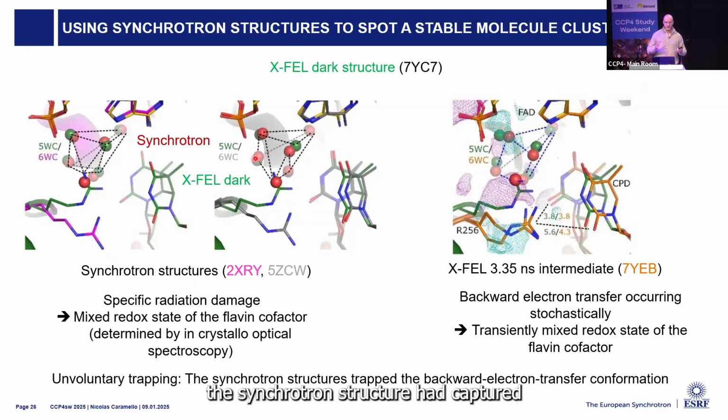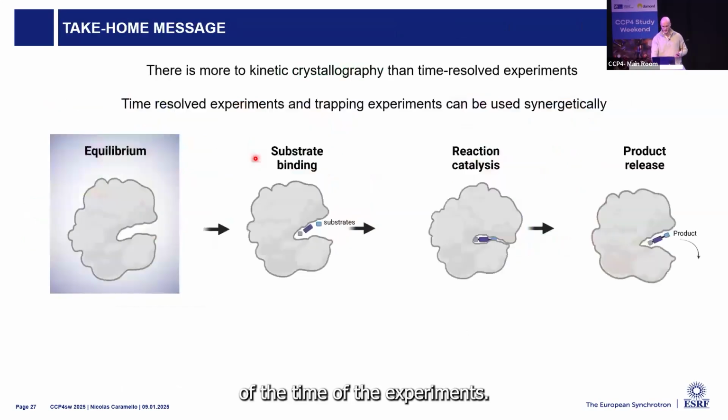The synchrotron structure had captured a feature present during the reaction, and that can locally be considered as an intermediate. And having access to a structure that had this cluster of water at a higher resolution and more stable was really useful to interpret the different density patterns of the time-resolved experiments.